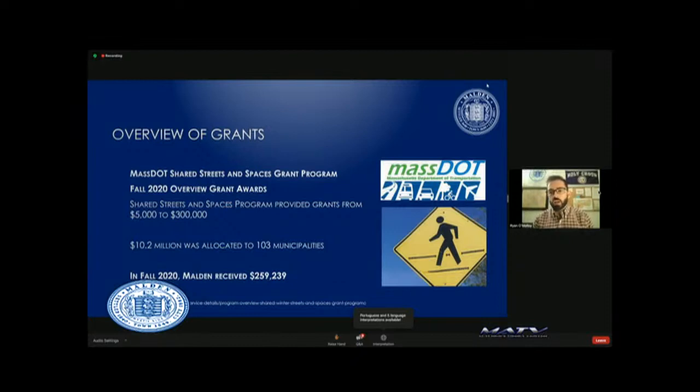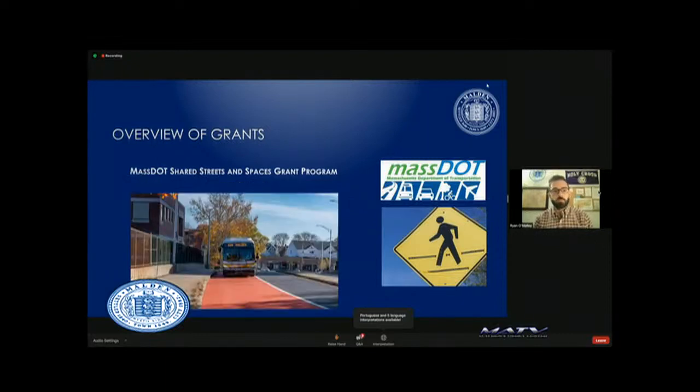But Malden, we're batting above our weight, and we got $259,000 to make improvements to our roads. We have a good name when it comes to going for these types of grants because we do a good job. And this is one of the examples of what we did with it. We were able to get the express bus lane on Florence Street, which is kind of a test study for what we're proposing here on Center Street.